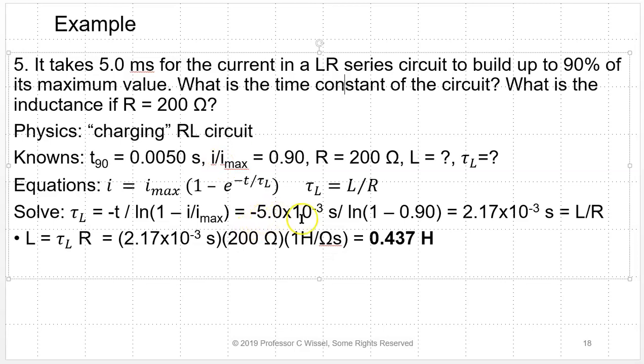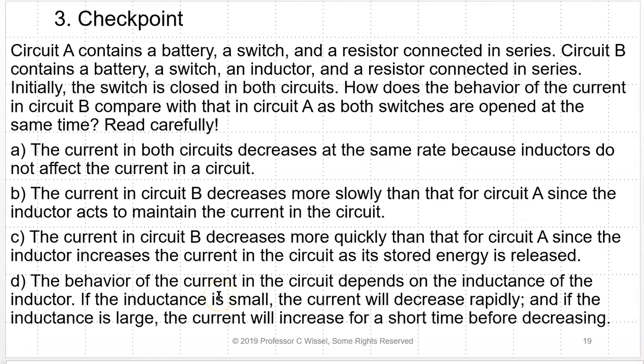Plugging in the numbers. Okay, we have a minus sign. We have a t of 5 times 10 to the minus 3 seconds. That's the time, divided by the natural log of 1 minus 0.90, which is I over I max. It comes out to 2.17 times 10 to the minus 3 seconds. That is equal to L over R. So then we can figure out what L is by just multiplying by that time constant times R. So L equals τL times R, or 2.17 times 10 to the minus 3 seconds times 200 ohms times the units conversion equals 0.437 henries.